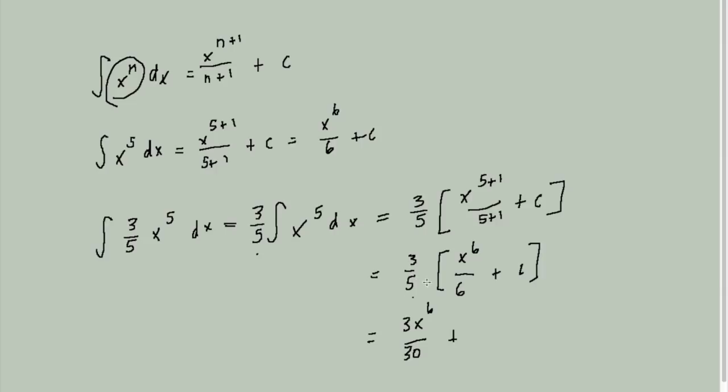This is the interesting part. So 3/5 is a number, and c is any number. So we can write 3/5 c, but since we don't know what c is anyways, it's just some number, we don't really care that that number we don't know about is being multiplied times 3/5. So that part actually doesn't matter. 3/5 times a constant is just a constant. So we'll have x to the 6 over 10 plus that constant.